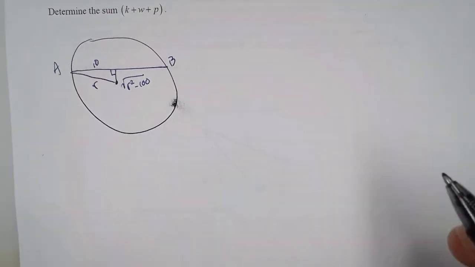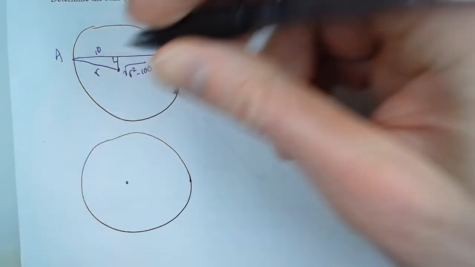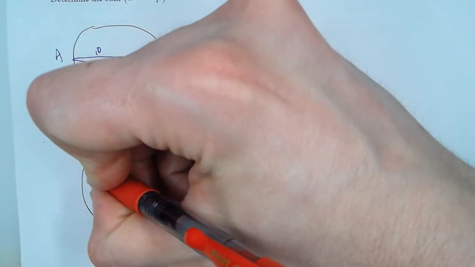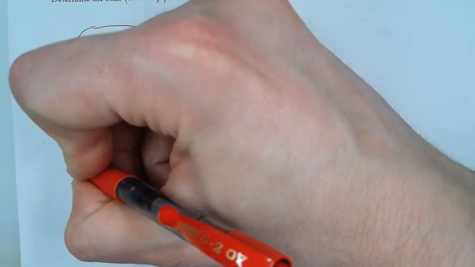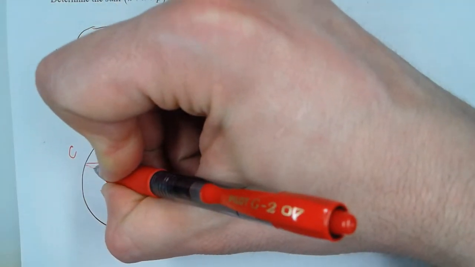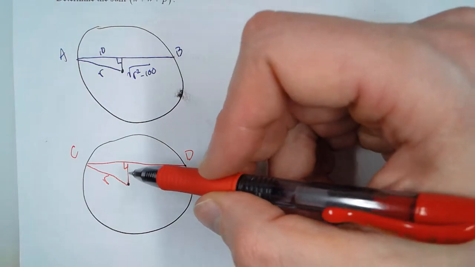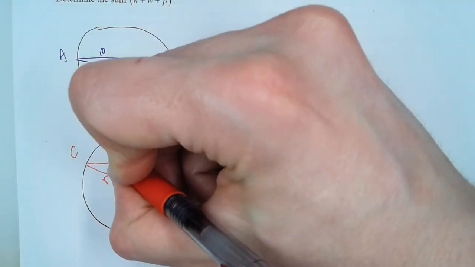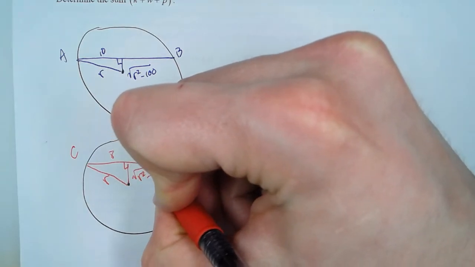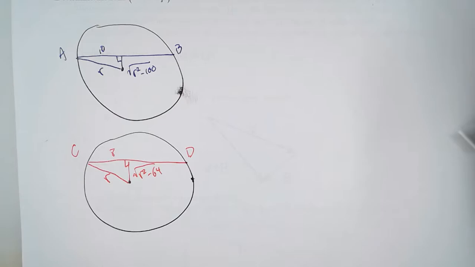All right, I'm going to draw another picture. This time, chord CD. A little bit further away. So r is still our unknown. This time the perpendicular cuts it in half, and so now this length is 8. So we have square root of r squared minus 64. This is the distance from the center to CD.